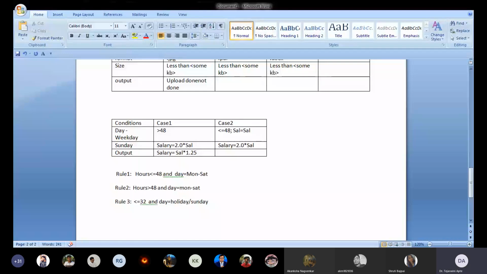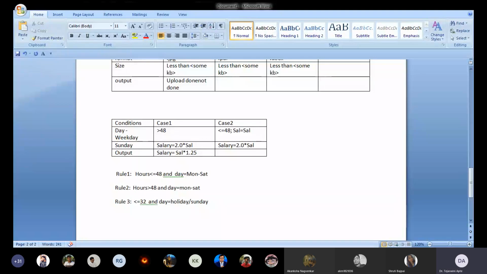Are you getting my point? If C2 is true, then I'm going to draw 2.00 of salary. If C2 is false according to rule 2, then I'm going to draw normal salary. Are you getting my point? If T2 is false according to rule 3, then I'm going to go with 1.25 of salary.